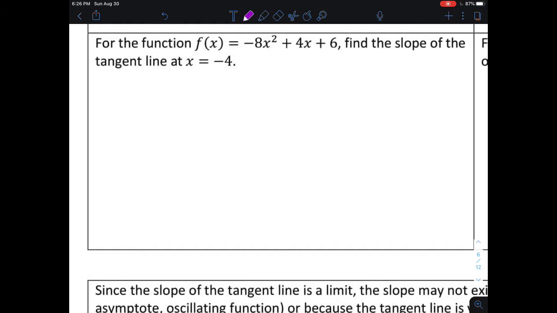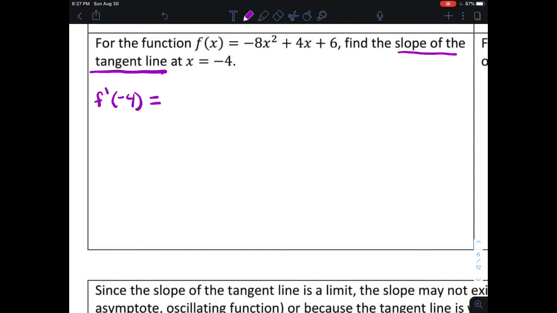Okay, now let's look at an example where we want to find the slope of the tangent line at x equals negative 4. Now we have two options for how to approach this. And what we're going to do is we're going to do one problem using each option here, so that way you kind of see it. So the slope of the tangent line at x equals negative 4, that's going to be f prime of negative 4. And I want to know what that's going to equal.